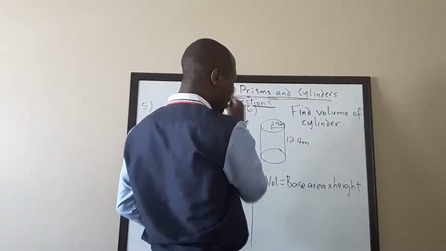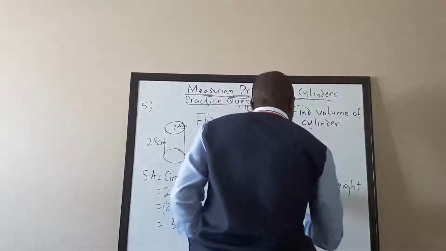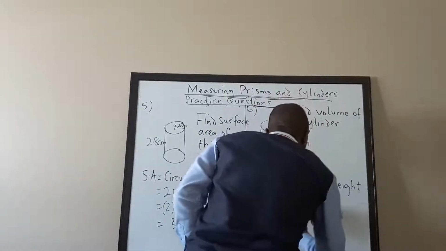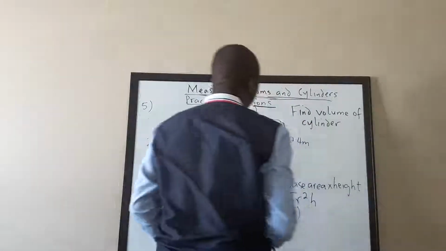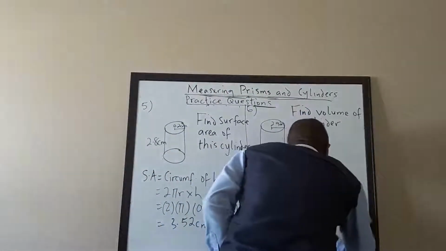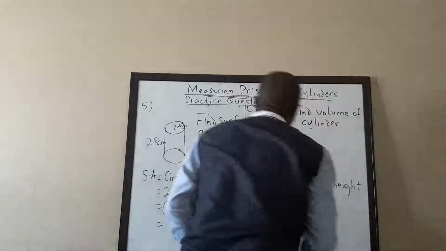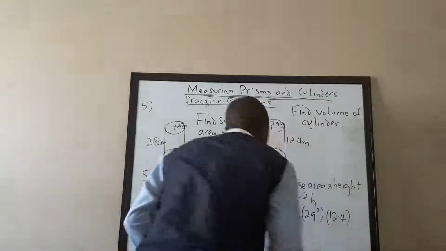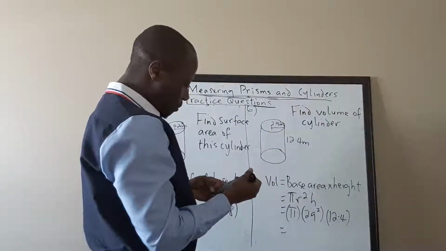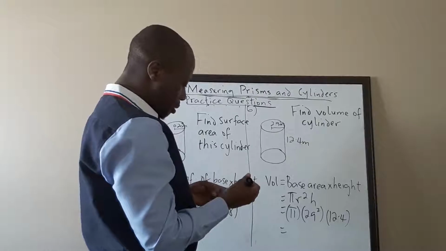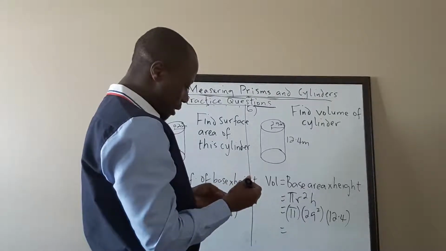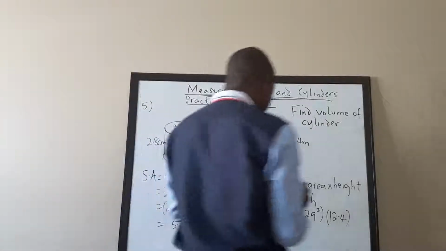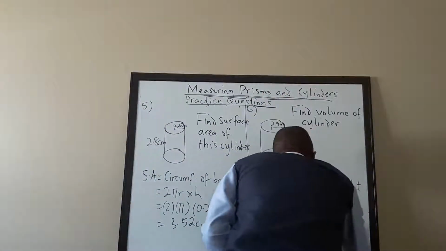The area of the base, so again it's a circle, it's identical to this, so we're using this radius. The area of the base is the area of a circle, which is pi r squared times the h. So pi is 3.14, the radius is 2.9, so squared. The height is 12.4. So pi is 3.14 times 2.9 times 2.9 times 12.4. So this is 327.5.